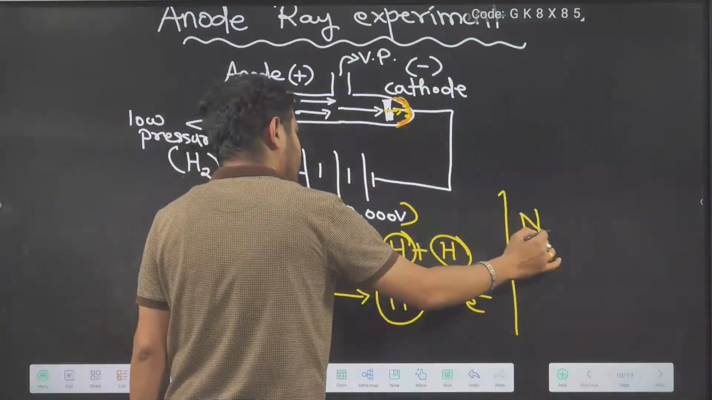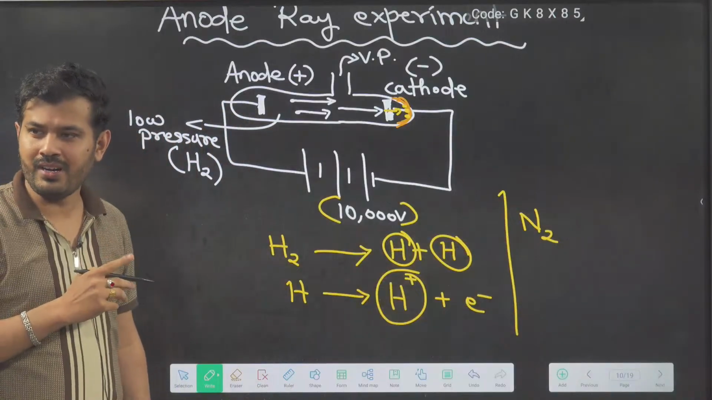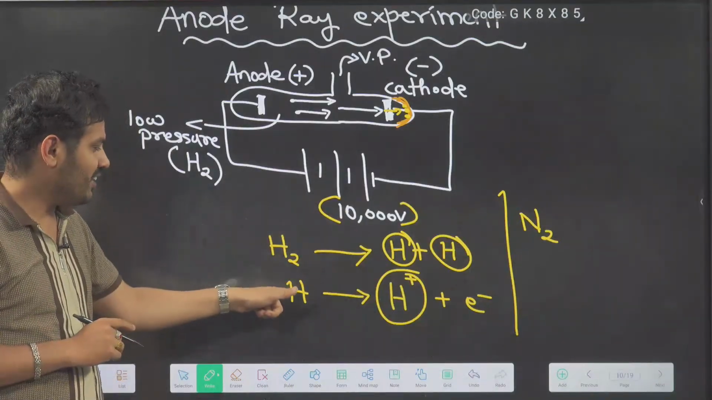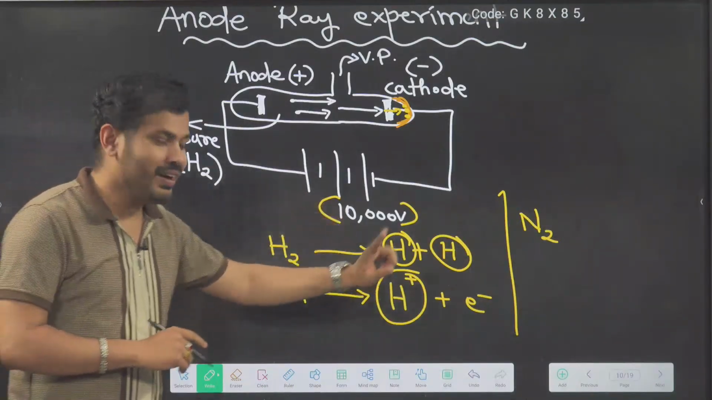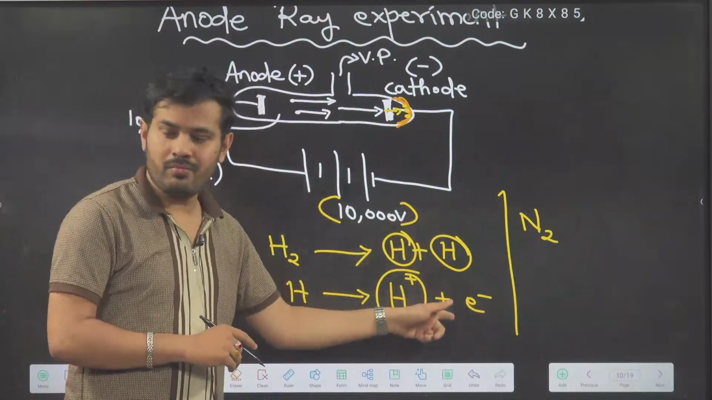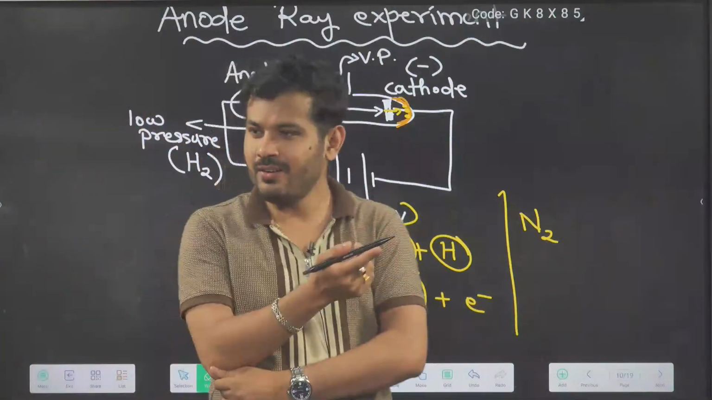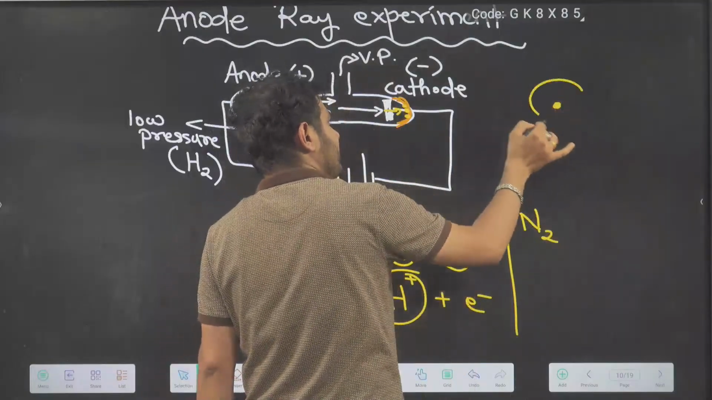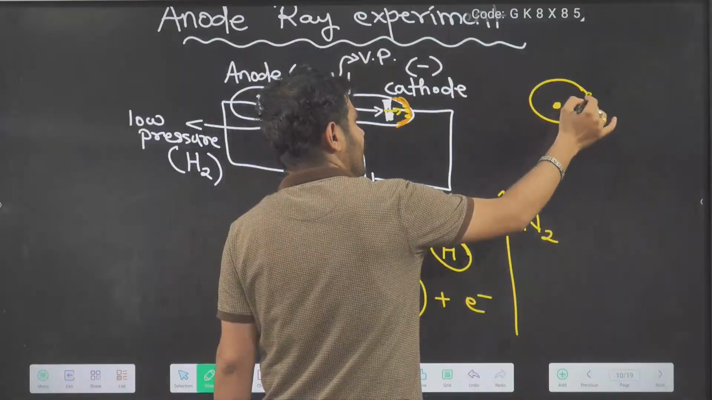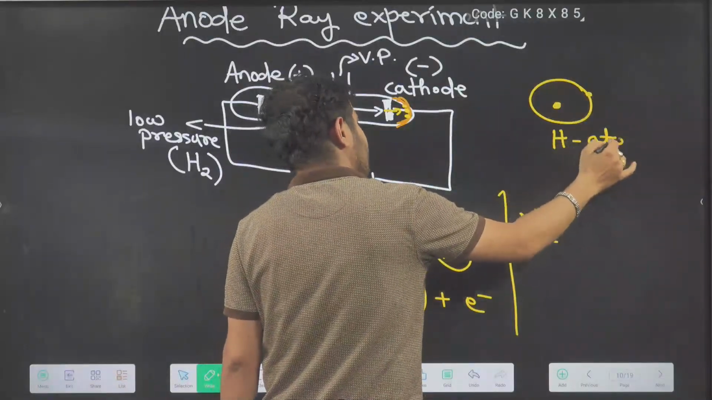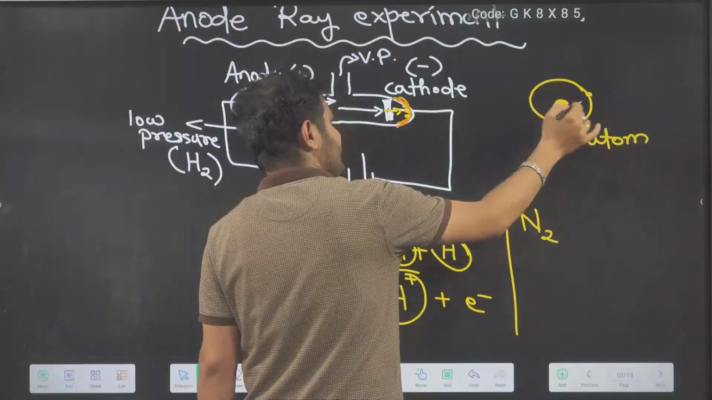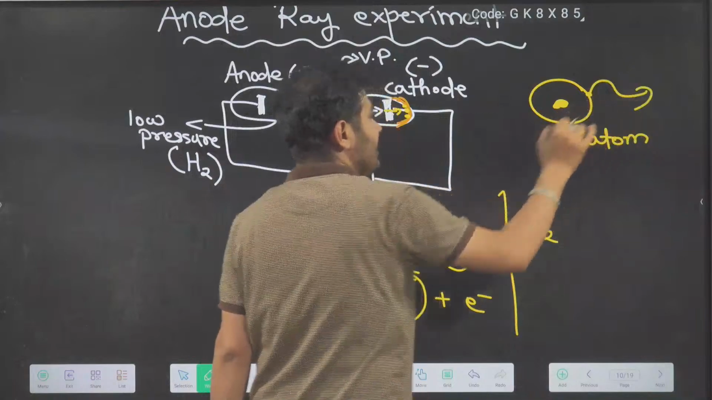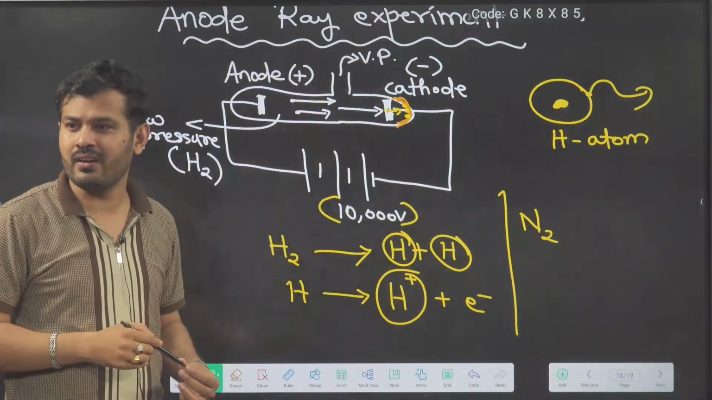Similarly, suppose you are taking N2 gas. Try to understand my point. If you are taking H2 gas, finally you are getting H plus. Because the hydrogen atom has an electron in the valence shell, that electron is removed and hydrogen plus is formed. Why, if you are asking? You might have studied in class 9th or 10th: the nucleus is there and this is the electron in the hydrogen atom. Because we are supplying very high voltage, this electron can be easily ejected. If you remove that electron, what will be there?